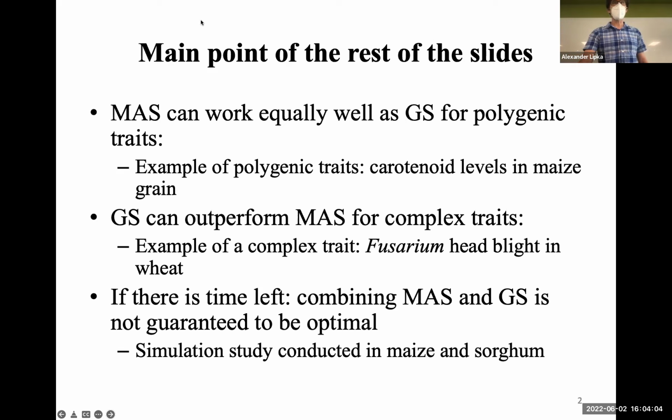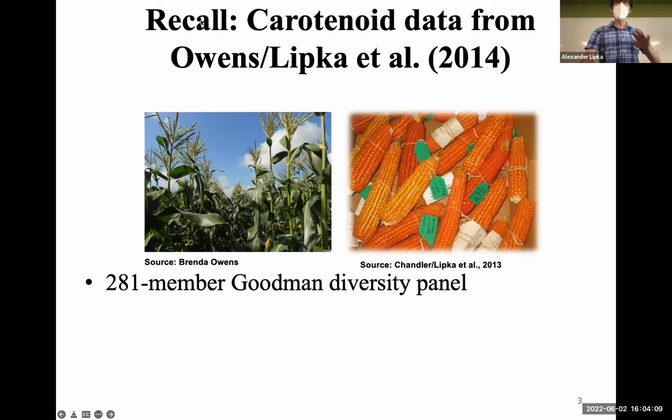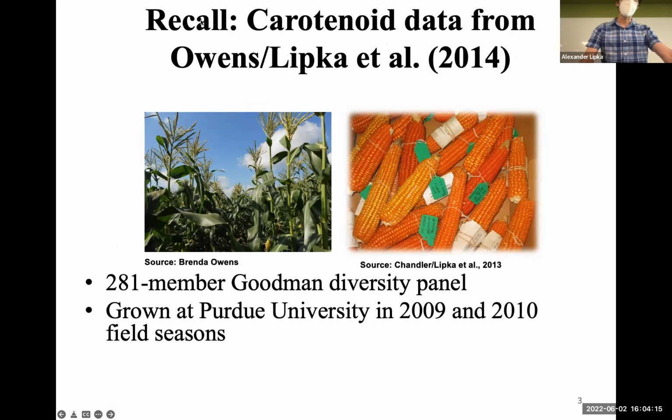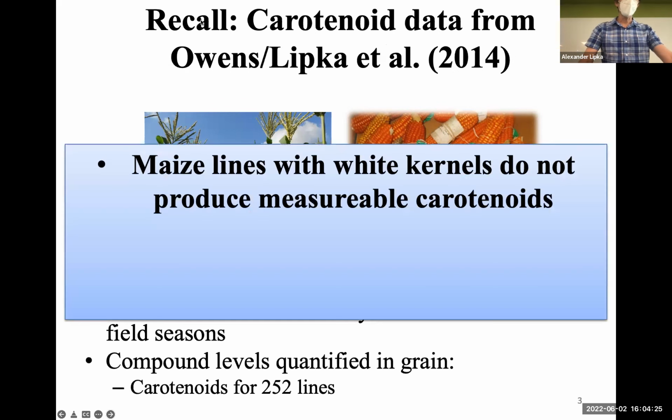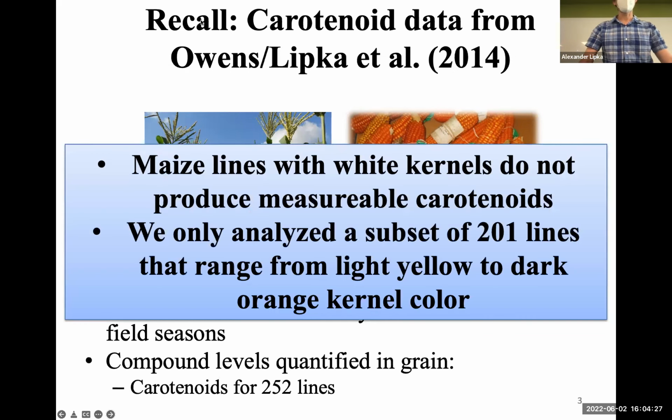So this is a simulation study conducted in maize and sorghum. Let's go over the good old data set we've been looking at. We have a 281-member Goodman diversity panel grown at Purdue in 2009 and 2010. I forgot to say it, so I'll say it: it's maize. And then we looked at carotenoids, and we looked at a subset of 201 lines where the range of kernel color is from light yellow to dark orange.